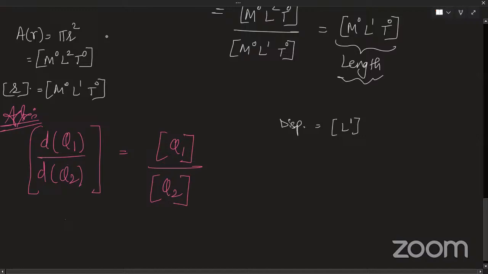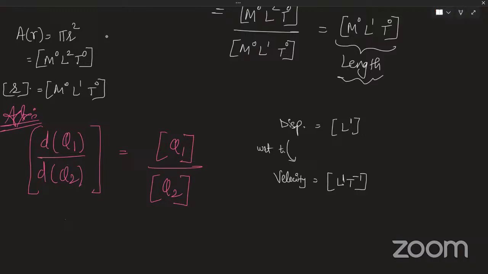So if you differentiate it with respect to time, what is the derivative of displacement with respect to time? You'll get velocity, right? And what is the dimension of velocity? L raised to 1, T raised to -1, right? Yes, that is what is happening. You are differentiating it with respect to time, so your T raised to -1 is coming over here.